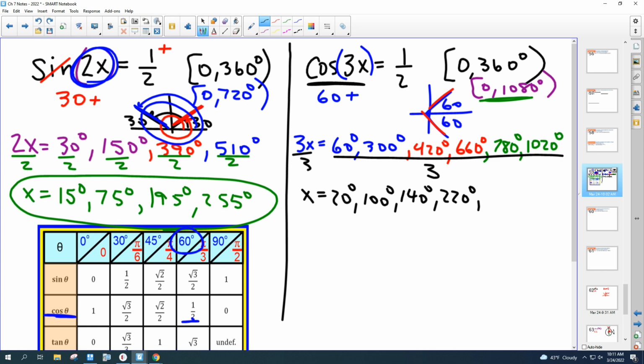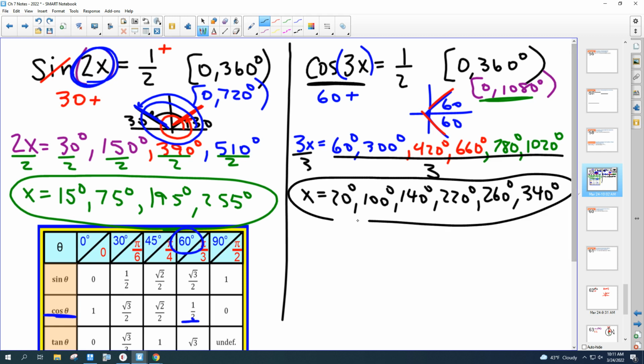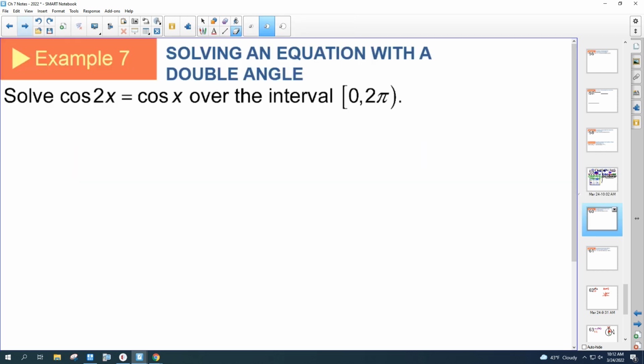780 divided by 3. I don't know what that is. 260 and 1020, 340. Okay. Notice my answers get us back to between 0 and 360. Okay. So now we're ready for number 7.